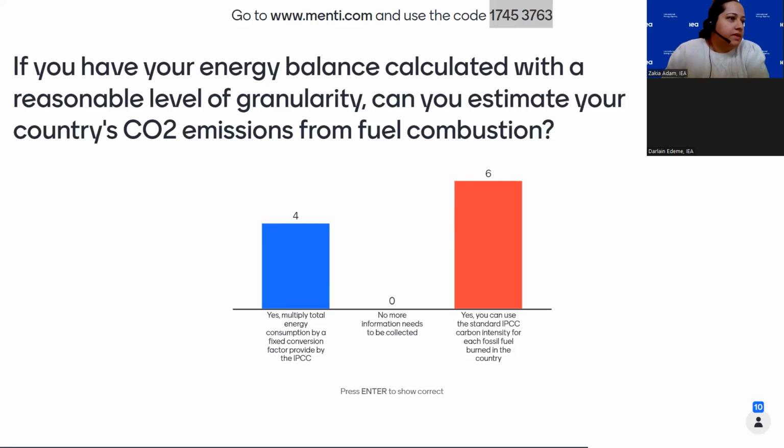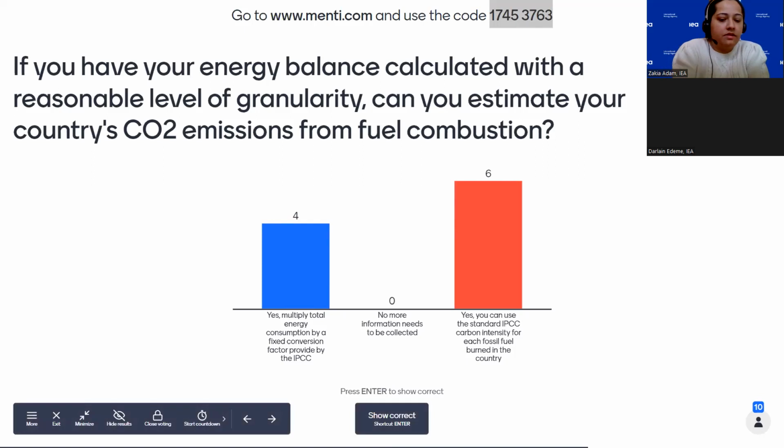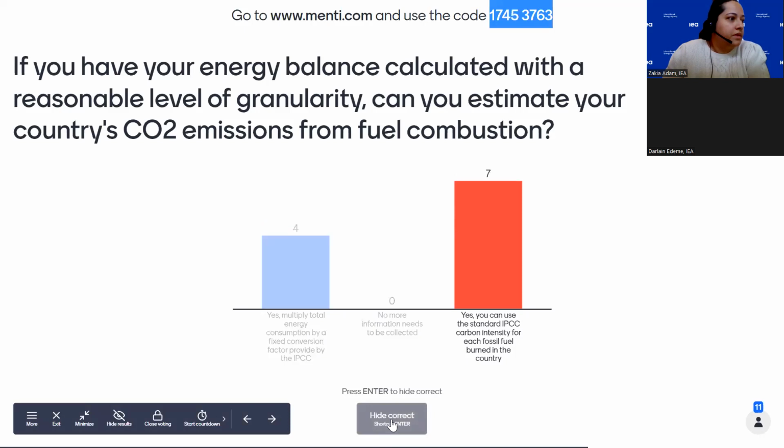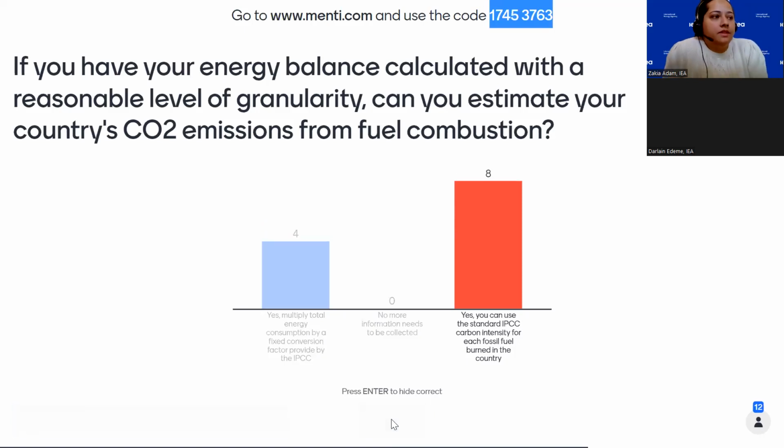So let's look at the right answer now. The right answer is indeed yes, with an energy balance that has a good level of granularity. So you have your energy balance by fuel, then you can use the standard IPCC carbon intensity for each fossil fuel burned in the country to calculate your CO2 emissions. So now let's continue the presentation.